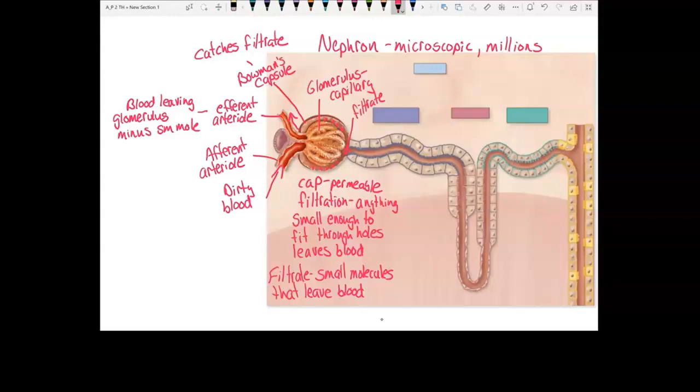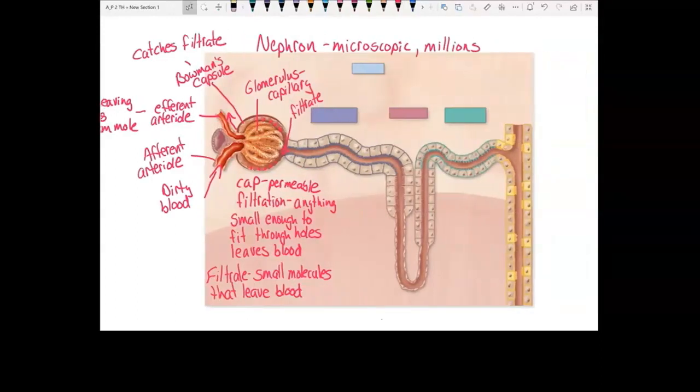Okay, and then we have the proximal convoluted tubule. So we'll just abbreviate this PCT. This stands for proximal convoluted tubule. The filtrate flows into here. And once it flows into here, it is now called tubular fluid. So it's the same molecules, we just changed the name of it.